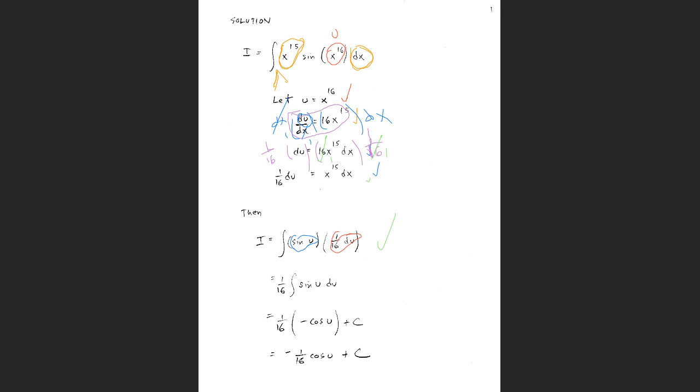Good questions, good questions. How did you get negative cosine u? Oh, the antiderivative of the sine is minus cosine. That's one of your antiderivative rules.